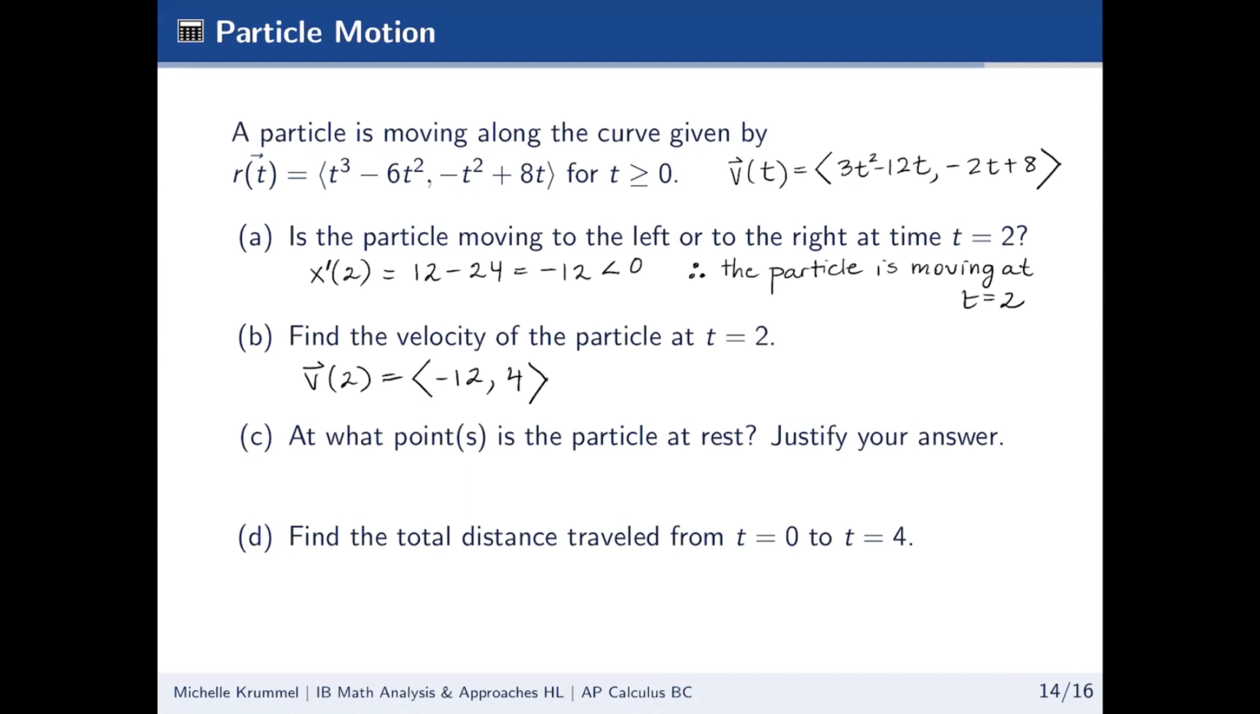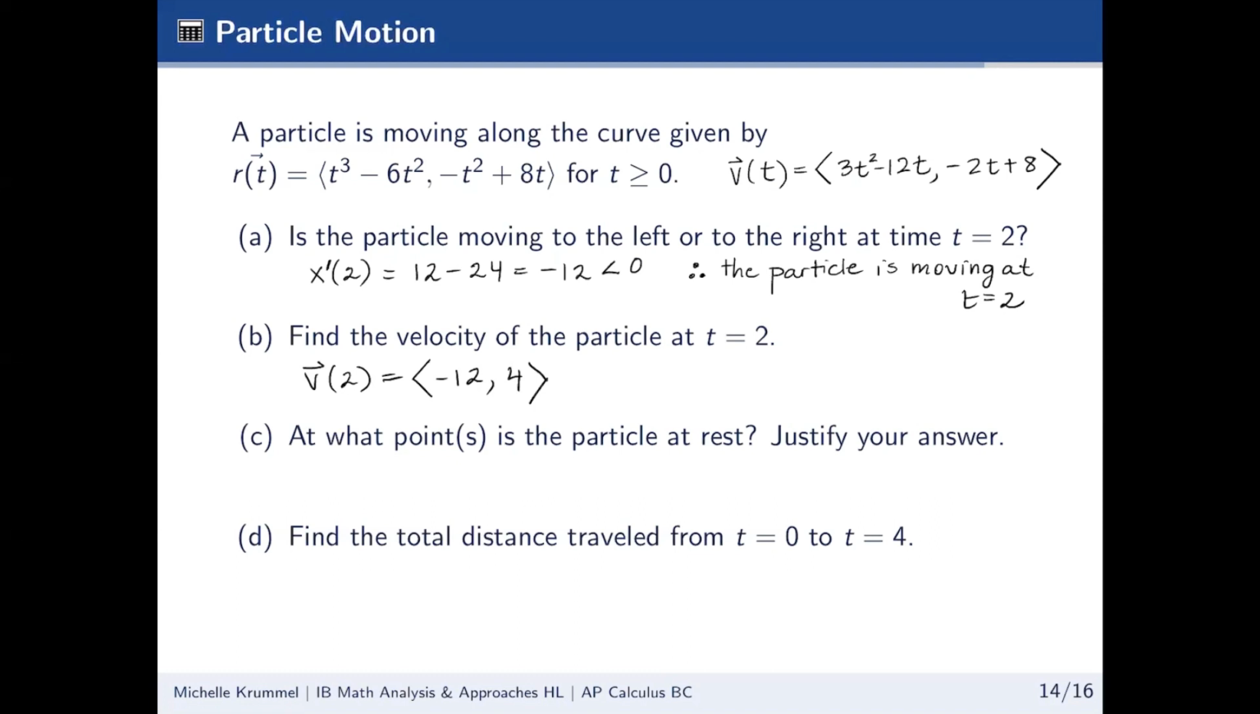Well, that doesn't sound quite right because the velocity vector is a vector and 0 is a number, a scalar, and a vector doesn't equal a scalar. So we have to think about it slightly differently, but it's still related, right? If our particle is at rest, then there is no horizontal motion and there is no vertical motion. So that would mean that both of the components in our velocity vector should equal 0. Both of them should equal 0 for the same value of t.